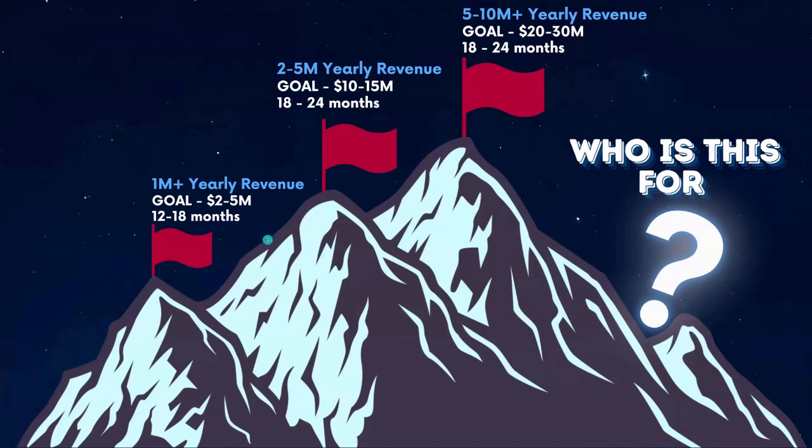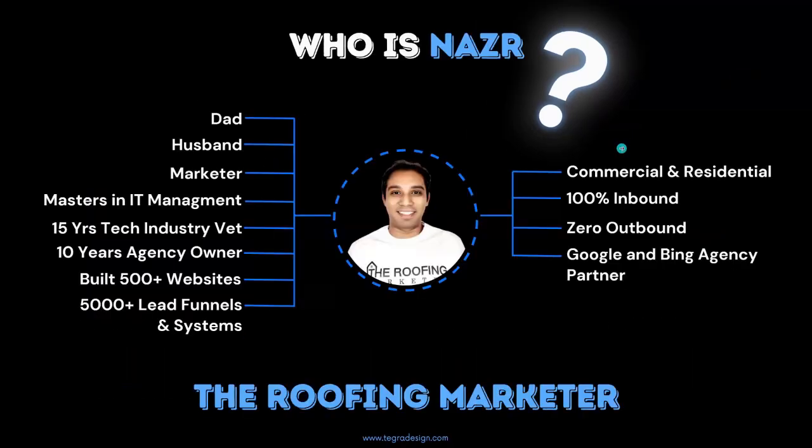So now, who's this masterclass webinar for? If you're in the $1+ million revenue, you're trying to get to 2 to 5 in the next 12 to 18 months, very much possible, then this will be beneficial for you. If you're in the $2 to $5 million range and you're trying to get to 10 to 15 in the next 18 to 24 months, also very much achievable with this system. This will be beneficial for you. And if you're already in the 5 to 10 million range and you're trying to get to 20 to 30, again, we can show you how to scale to that, and we'll share all the strategies on how to get to that.